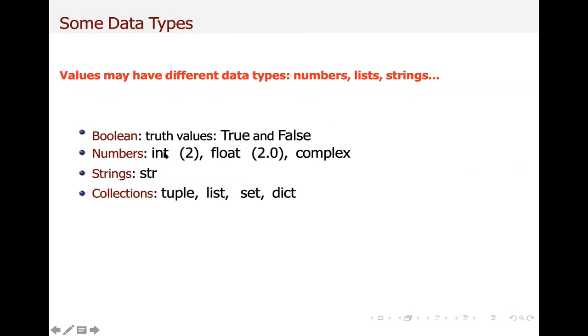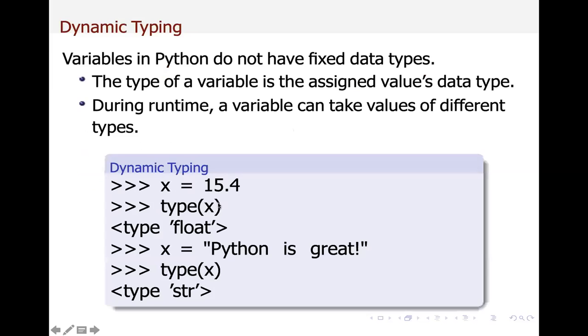Integers, which are whole numbers, and you can have floats, which have decimals. And strings are the text variables, which we store as strings. You have Boolean truth values, true or false, and collections: tuples, lists, sets, dictionaries. Here in this class, I'm just going to show you the list today.